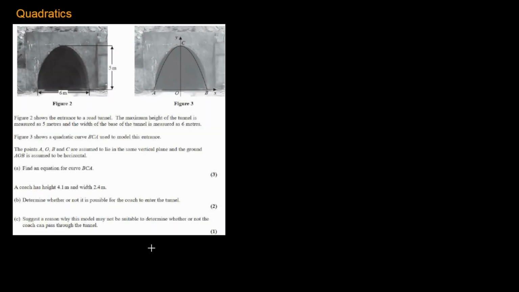So here's a question that puts our knowledge of quadratics to somewhat practical use to see whether a coach will fit into this tunnel, which is modelled as a quadratic curve. But first of all, we've got to find an equation for the curve BAC, which is the quadratic, given that the base of the tunnel is 6 metres and the height is 5.